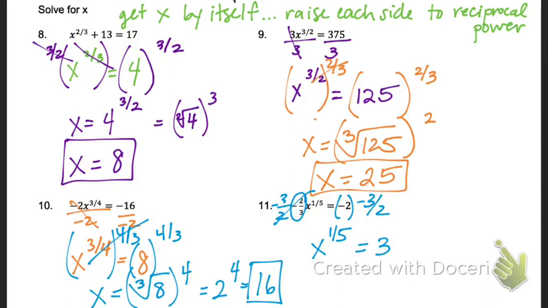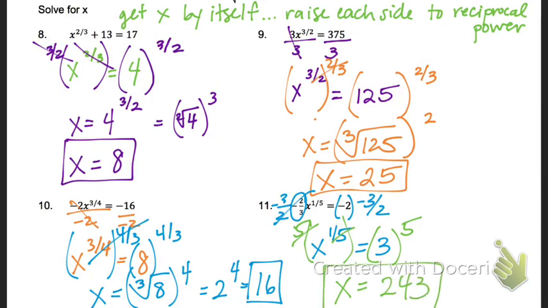Okay, what do I do now? I need to raise each side to what power? 5th. So 3 to the 5th power is whatever 81 times 3 is. It's 243. Good.